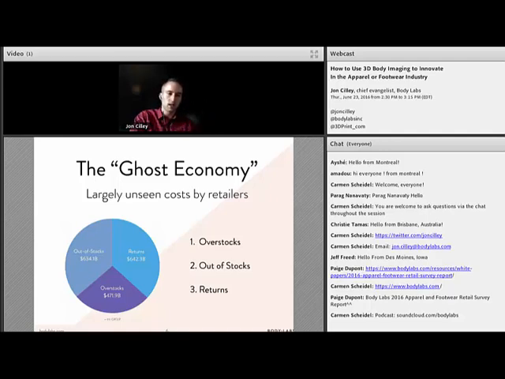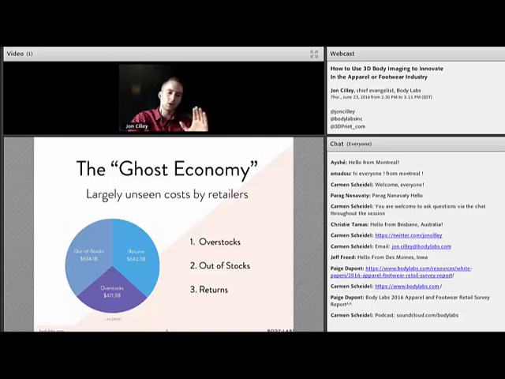Now, overstocks make sense, right? You've got a surplus of goods that sometimes you've got to sell at clearance, sometimes you're selling at a heavy discount, and you're incurring costs that way. You've got out of stocks, which become an issue where you can't meet the existing demand of consumers.